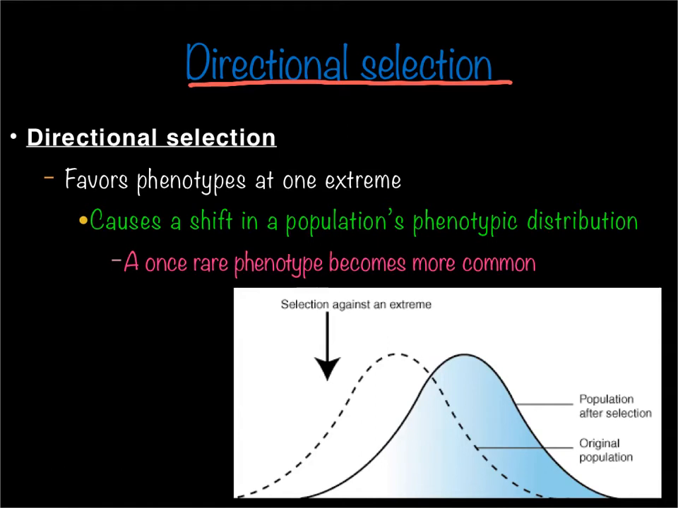If this was the original population, shown here as a dotted line, which I'm now making red. Okay, if this is the original population, and this directional selection is saying that the organisms that have the phenotype on this end of it are favored, meaning this end of it are selected against the gene pool, the whole population is going to shift to the right.